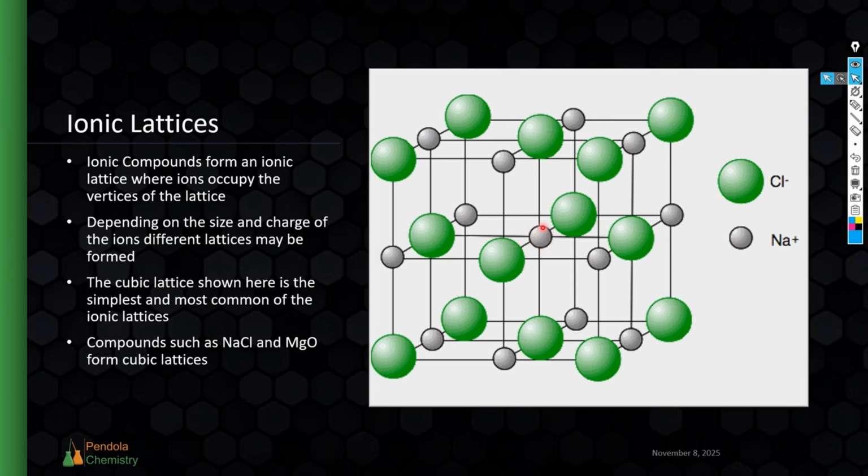So if we focus on this sodium ion here in the center, the Na plus ion, you can see that we have a chloride ion above it, below it, a chloride ion to either side of it, and a chloride ion in front and behind it. This is what is typical of an ionic cubic lattice, where we have an ion surrounded by 6 other ions of the opposite type. And this is true as well of those negative ions.